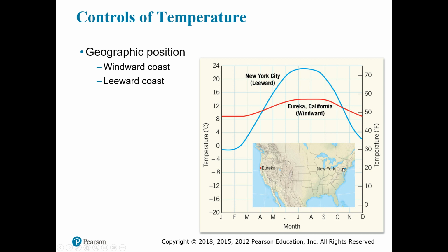However, this leeward coast, New York City, since the weather is coming from the west and moving towards the east, does not benefit from its weather coming from the ocean onshore. Its weather is coming from the continent and continuing past New York, then into the ocean. So we see a much more dramatic difference in temperatures in New York City compared to Eureka, which is on the windward side.